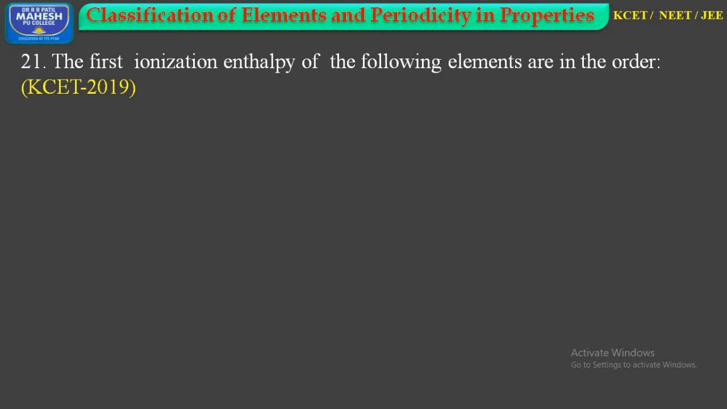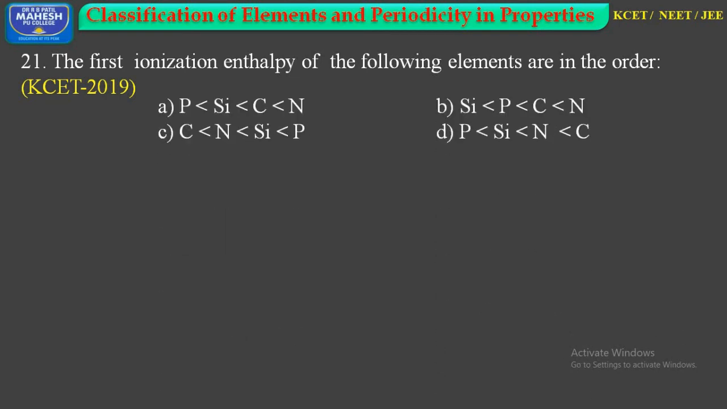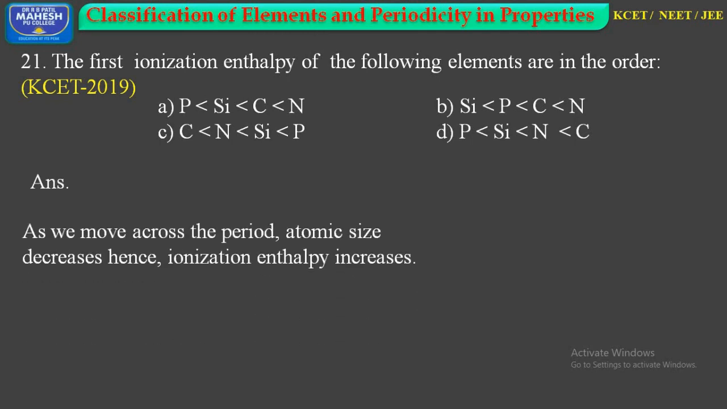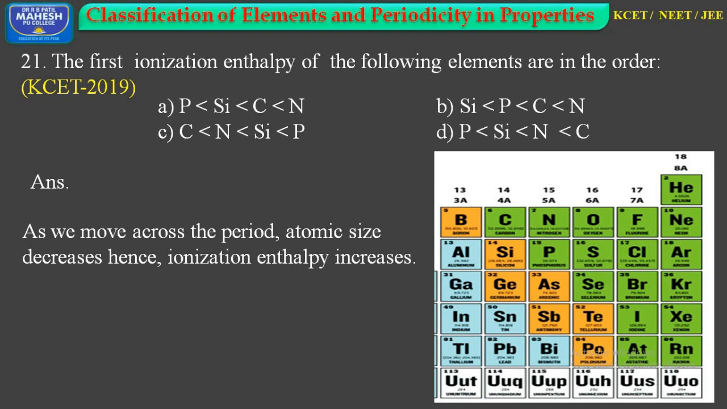Question number 21. The first ionization enthalpy of the following elements are in the order: option A phosphor, silicon, carbon, nitrogen; option B silicon, phosphor, carbon, nitrogen; option C carbon, nitrogen, silicon, phosphor; and option D phosphor, silicon, nitrogen and carbon. Students, in this case, as we move across the period, atomic size decreases, whereas ionization enthalpy value increases.